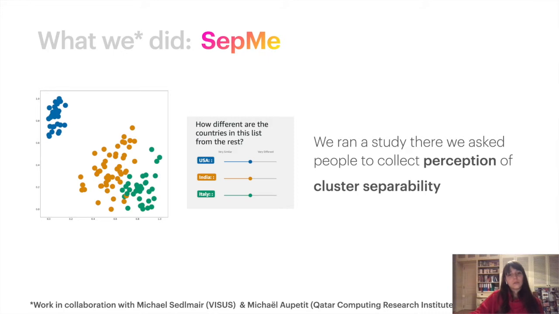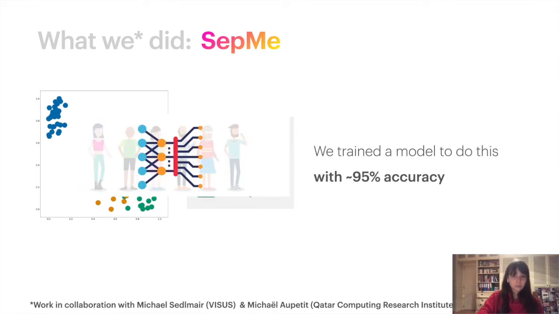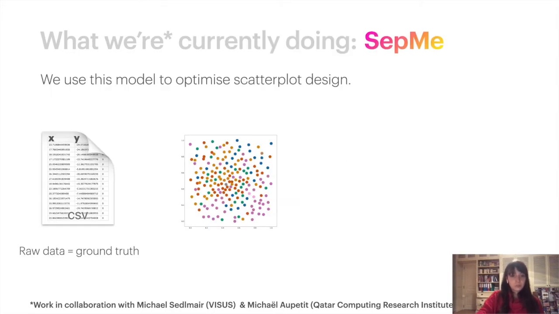So what did we do? We started by running a study where we asked people how different are the people in these countries from the rest. So for example, how different are the people in India from the Americans in Italy? And this was kind of a proxy to collect perception data of class separability. And we trained the model to do this with 95% accuracy, which was great. And then we said, why stop here?